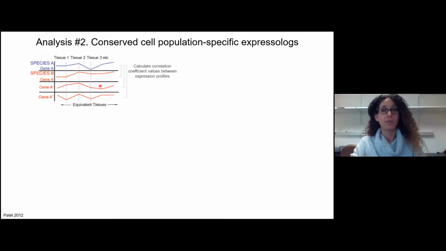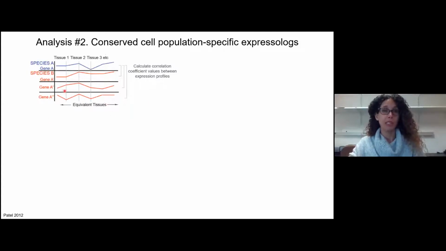To identify these expressologs, we first assigned genes into families based on proteome similarity. And next, we examined each gene family separately. So, for example, in this gene family, we have one tomato gene and 3 rice genes. So we calculated the correlation coefficient values between the expression of the tomato gene and the 3 rice genes across all homologous tissues. And then we chose the gene pair with the highest correlation value and defined them as expressologs.